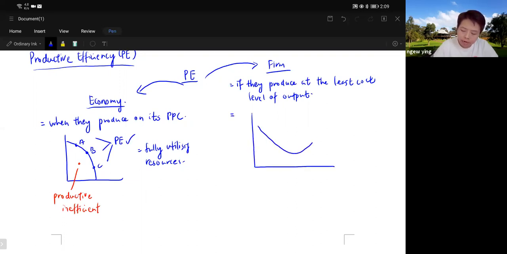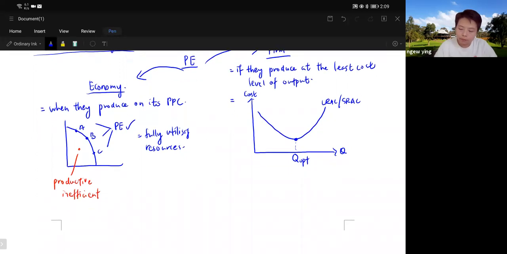regardless of whether this is a long run AC or short run AC, of course for long run AC there will be even more interesting discussion. So cost, output. When firms are producing at this point, this is what we call the optimum level of output. Then the firm has achieved productive efficiency. So Q optimum. If they produce here, they have achieved PE.